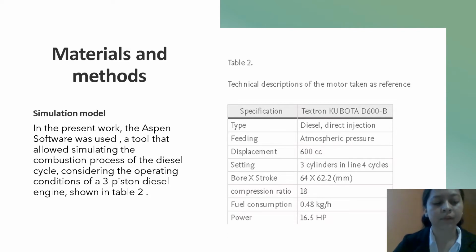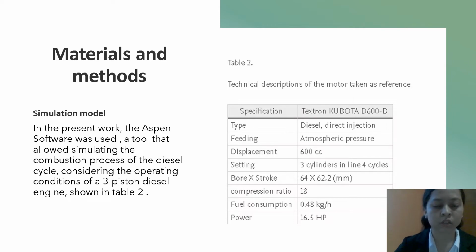Materials and methods, simulation model. In the present work, the Aspen software was used to simulate the combustion process of the diesel cycle, considering the operating conditions of a three-cylinder diesel engine and its specifications: direct injection diesel, at atmospheric pressure, displacement 600 cc, three-cylinder inline four-cycle.